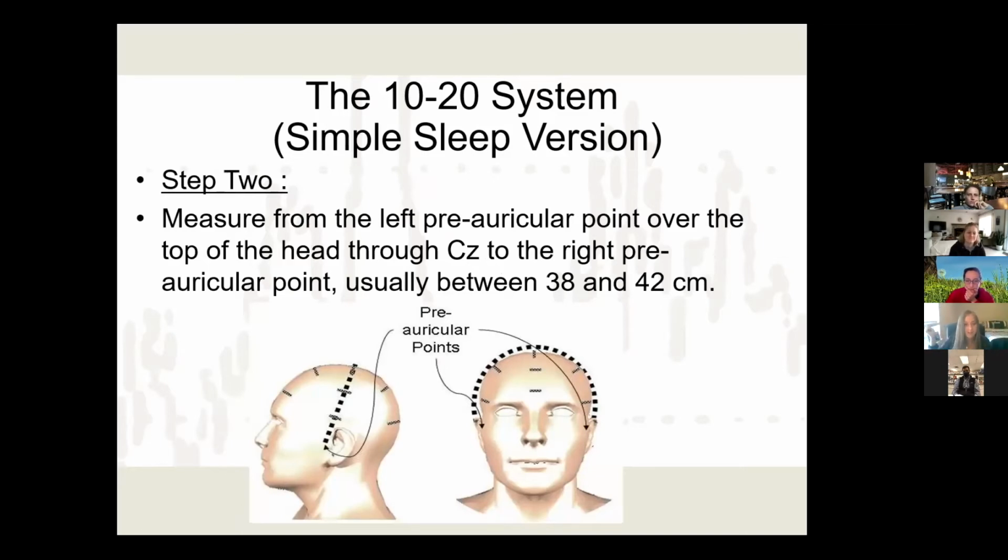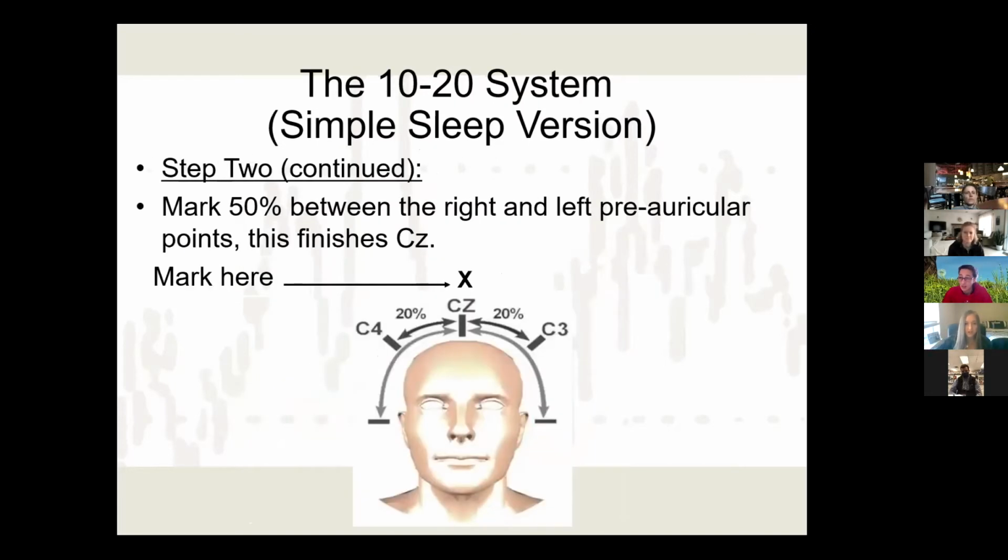So then you would take the tape measure off and your second measurement would be from the left preauricular point to the right preauricular point. Again, leave the tape measure on, and then we're making a bunch of markings based on percentages. So at 50%, you're going to cross at CZ. So we already made 1 mark and now we're going to make a cross.